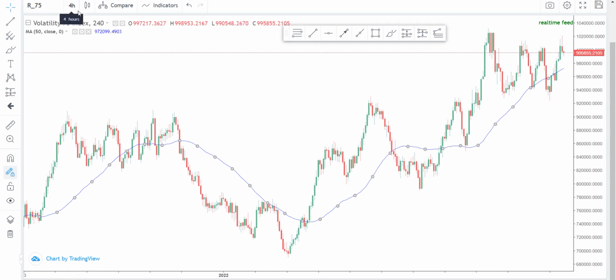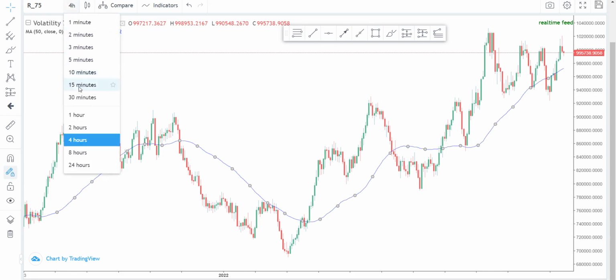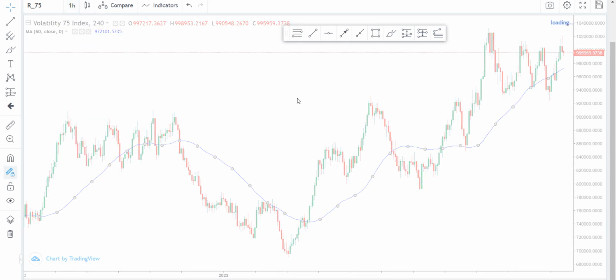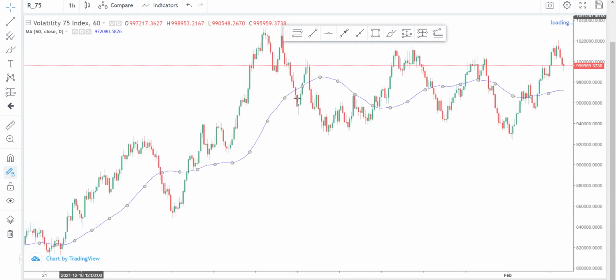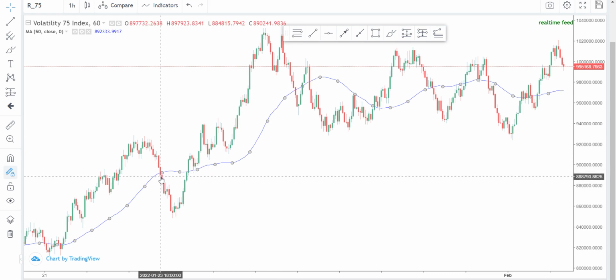Now, this is Volatility 75. The moving average is just communicating to you the real trend of the market. I'm switching the time frame to 1 hour because many people use 1 hour. For example, we can see that this market was in an uptrend. When the market pushed down, it broke below, so we hope that the market has started a downtrend.